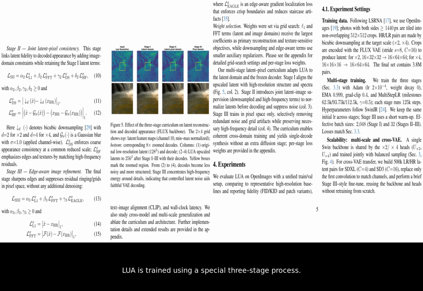LUA is trained using a special three-stage process. First, it learns to match the structure of a high-resolution blueprint. Then, it refines this by looking at the final pixel output to ensure consistency. Finally, it sharpens the edges in the pixel domain to get a crisp, clean result. This curriculum helps it create realistic details without introducing noise.